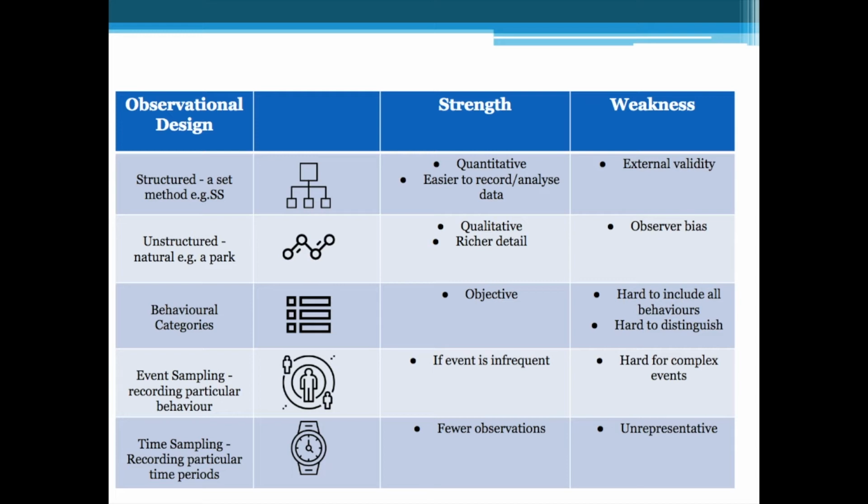Again, so if you're looking at aggression, well, that's not a behavioural category, but punching, hitting, kicking, etc. is. You need to be objective when you're creating your behavioural categories. It's hard to include all behavioural categories as a weakness. And another weakness is sometimes it's hard to distinguish. So what's the difference between a grin and a smile? Or I just said hitting. What's the difference between a hit and a punch, or a punch and a slap? You'd have to train your experimenters quite well to be able to distinguish between the different behavioural categories.